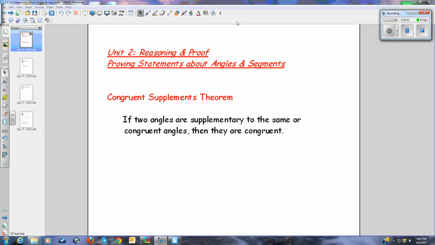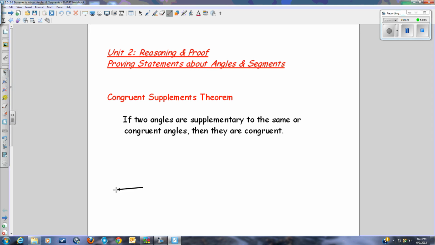This video is about proving statements about angles and segments, and we're going to introduce the congruent supplements theorem, which says if two angles are supplementary to the same or congruent angles, then they are congruent. So let's take a look at maybe an illustration of this.